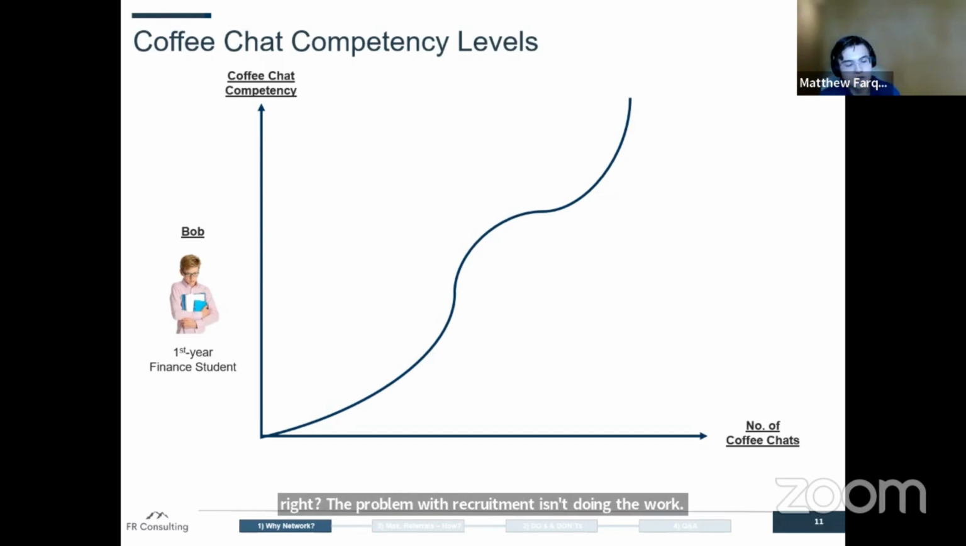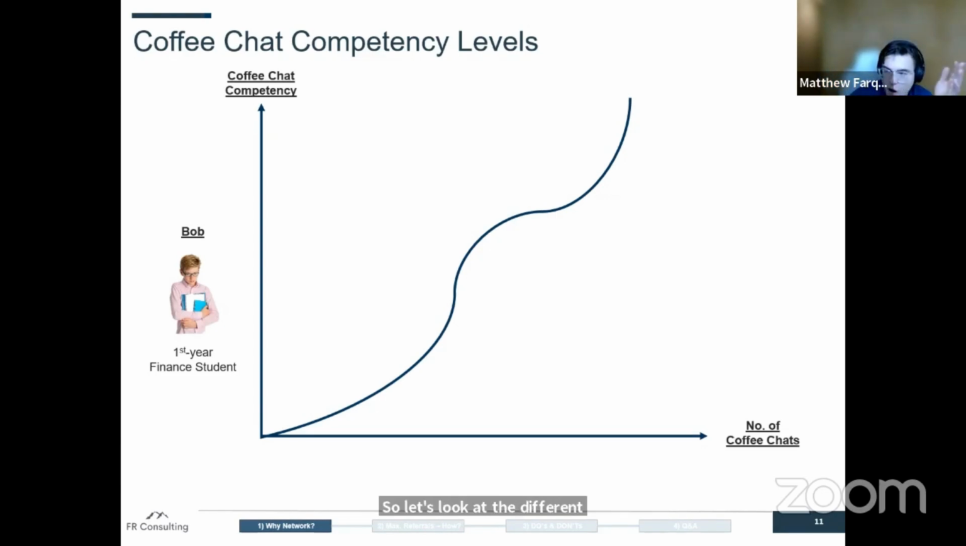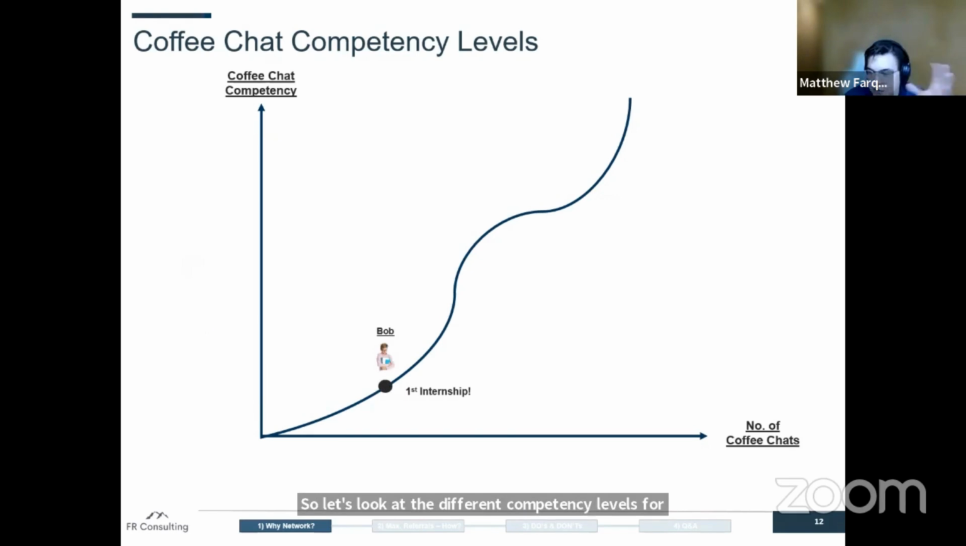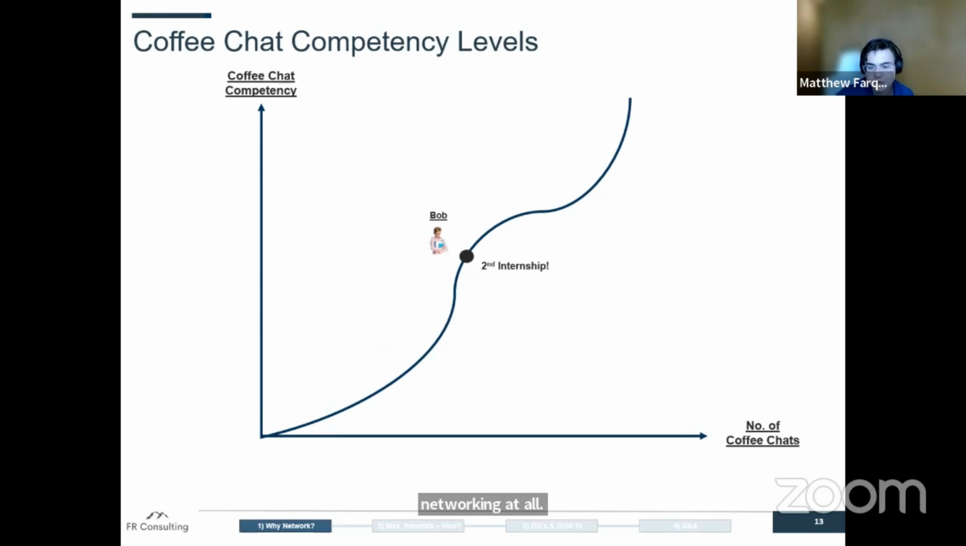And so if you're coffee chatting and you don't know where you stand on networking, essentially your recruitment strategy, which is allocating a limited resource to unlimited options, will be flawed. So let's look at the different competency levels for coffee chats. Let's take Bob. Bob in his first year does a couple coffee chats, lands his first internship. That's great, better than me. I didn't do any networking at all. Then more coffee chats, and he gets a second internship.